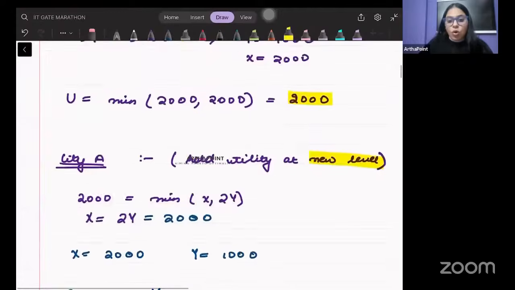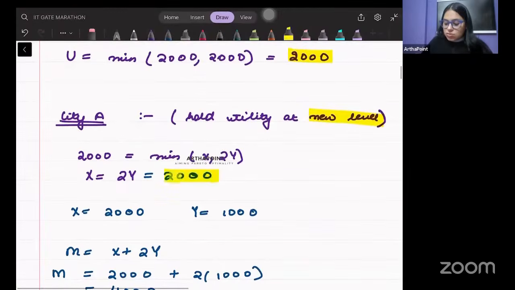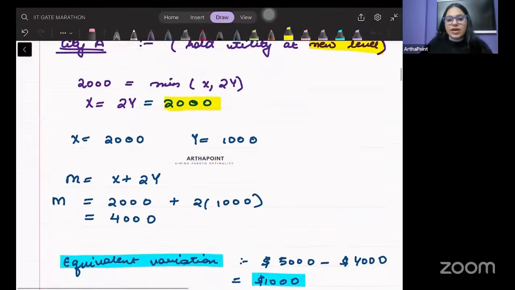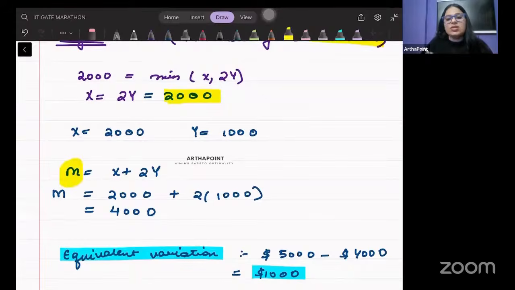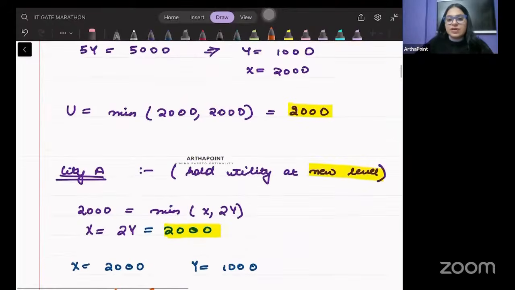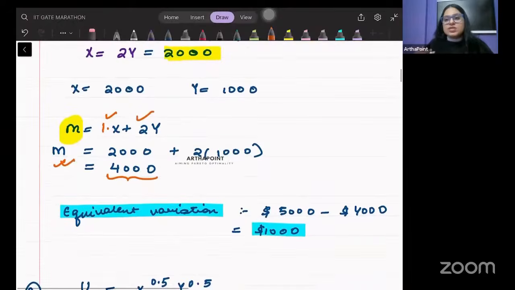Now, holding utility at this 2,000, you will go ahead and calculate the income in the original bundle. So original prices were 1,2. So holding original prices, you will calculate the income. It will come as 4,000. That means you will take away the 1,000 rupees from the consumer. You will only give him 4,000. So additional 1,000 जो उसको city A में मिल रहे थे, you will take it back. I hope this is clear to you.